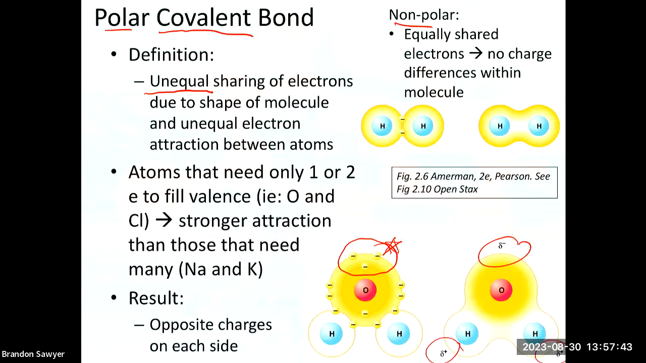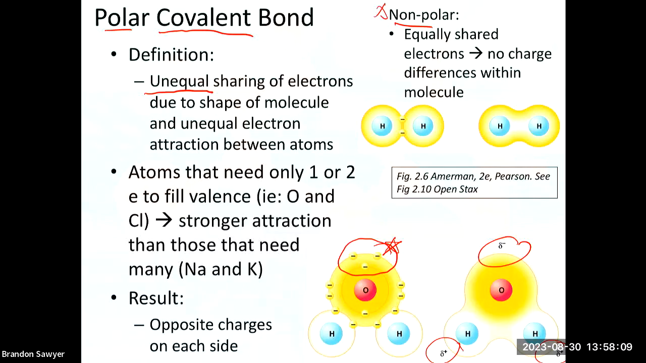So the molecule itself is still formed by covalent bonds, but the electrons spend more time on one side of the molecule than on the other. So one side of the molecule tends to be negatively charged, whereas the other side is positively charged. So that's still sharing, but sharing unequally. So it's a polar covalent bond.